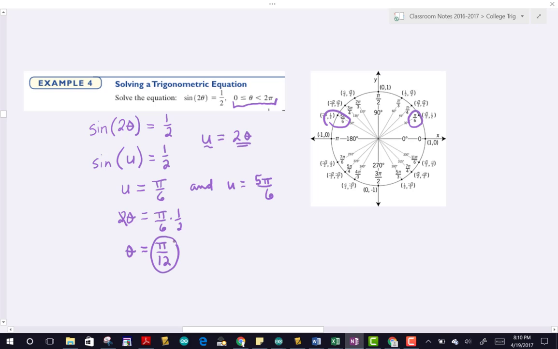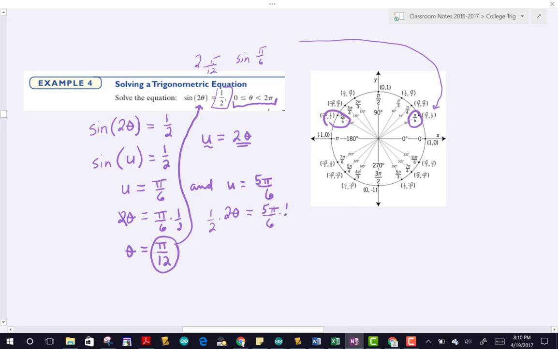If you think about putting that back into the original problem, that would be the sine of 2 times pi over 12, which would be the sine of pi over 6. And sure enough, the sine of pi over 6 is equal to a half, which is what we're looking for. We're going to do the same thing with this one. So we're going to have 2 theta equals 5 pi over 6. Going to multiply both sides by a half, and theta is going to equal 5 pi over 12.